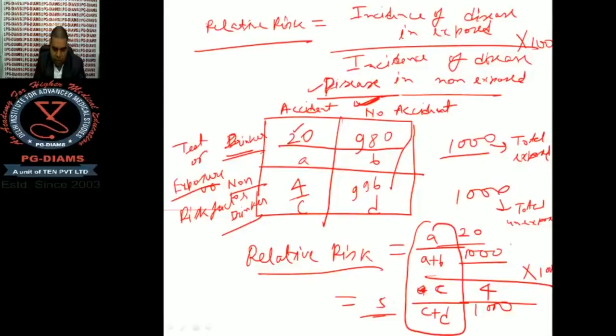Okay. Sorry, C by C plus D. Okay. This will be the formula for relative risk. Okay. Now coming on to understand odds ratio.